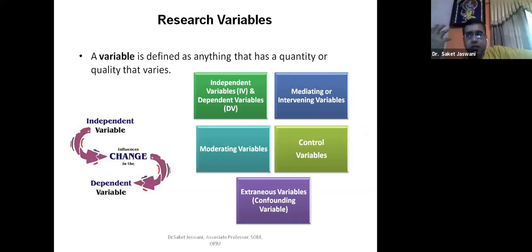In research, we generally consider these two types of variables, independent variable and dependent variable. But there are various other variables which we can consider in our studies. One is mediating or intervening variables, moderating variables, control variables. Control variables are those which we talked about in causal research design, control designs, where the variables have to be kept under control. And the last one is extraneous variables, confounding variables.